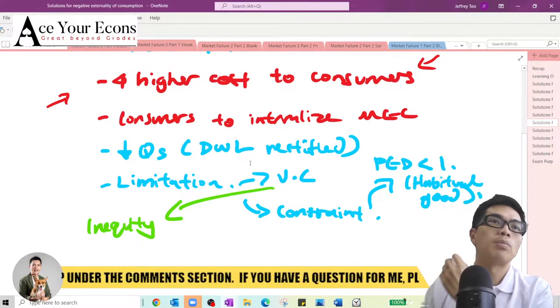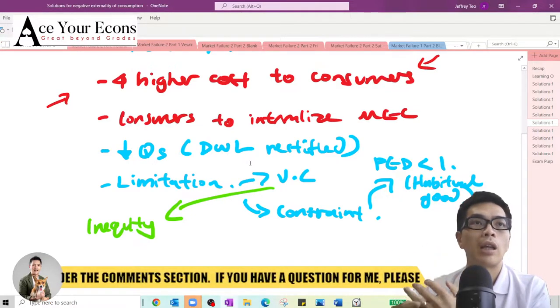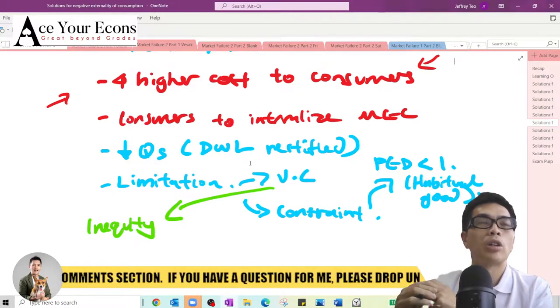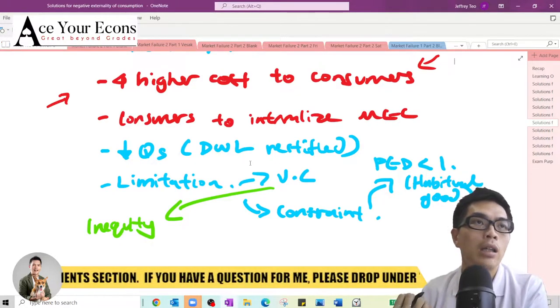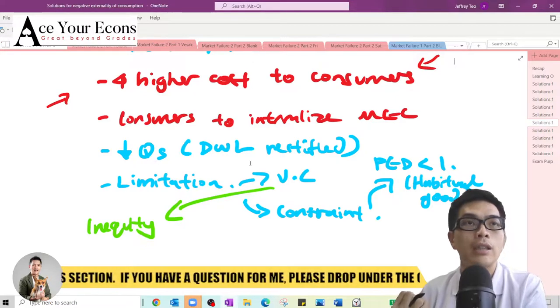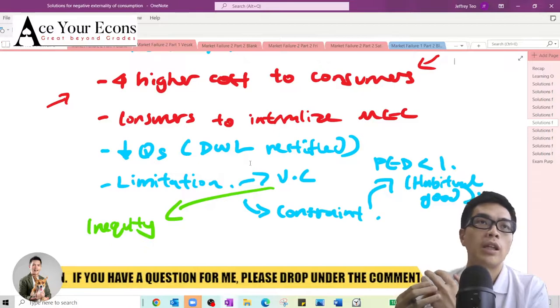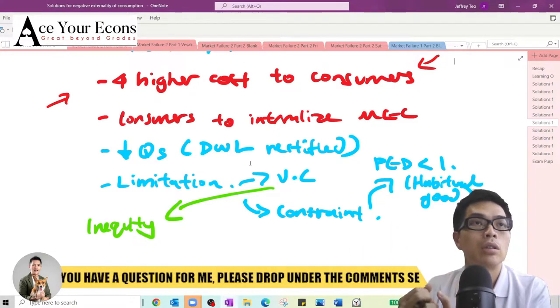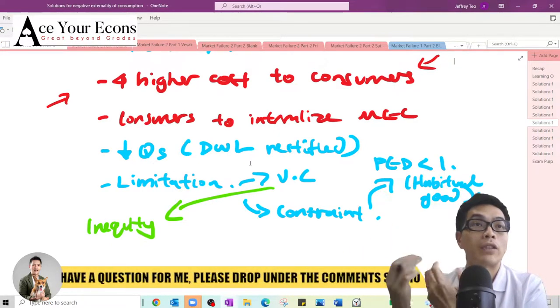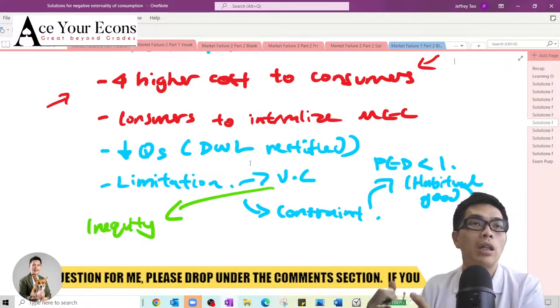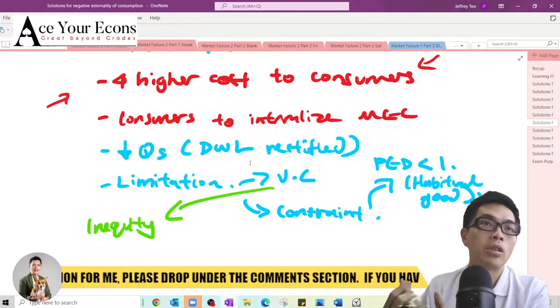Or you can also possibly talk about how the lower income earners are going to be disproportionately affected by the tax, because they have to pay a higher proportion of income, especially if it's a necessity good, like fast food. Fast food is a necessity good for lower income earners, right? And fast food is also a primary source of junk food.